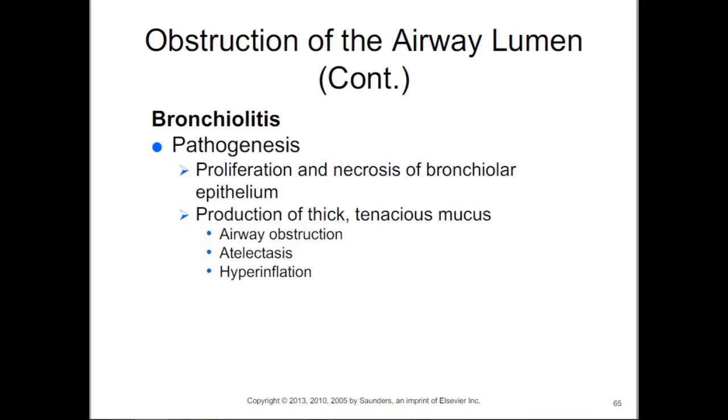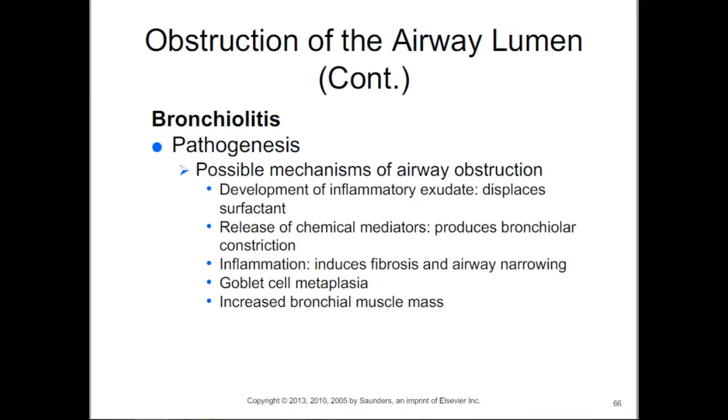Right, so pathogenesis is usually necrosis of the bronchiolar epithelium, right? So proliferation and necrosis. So thick, tenacious mucus, right? Airway obstruction, atelectasis, which is basically lung collapse, and you'll see hyperinflation as well. So exudates. There's just so much of them, it displaces the surfactant, and the surfactant then can't do its job, and so every time that you're exhaling, particularly if you're coughing, you're going to stick the alveoli together and they will not be able to reopen.